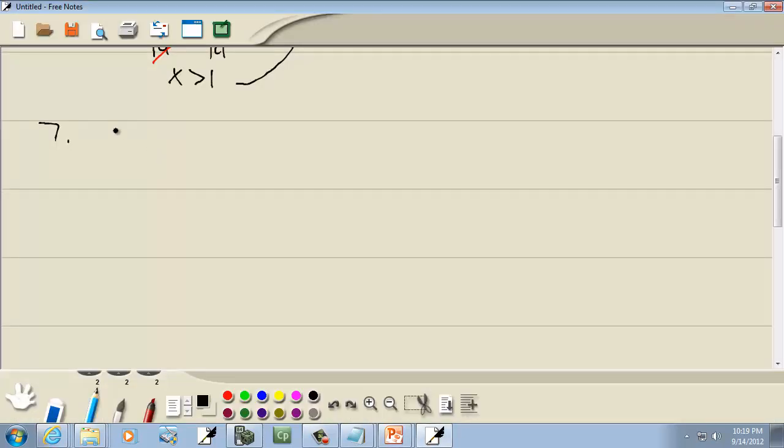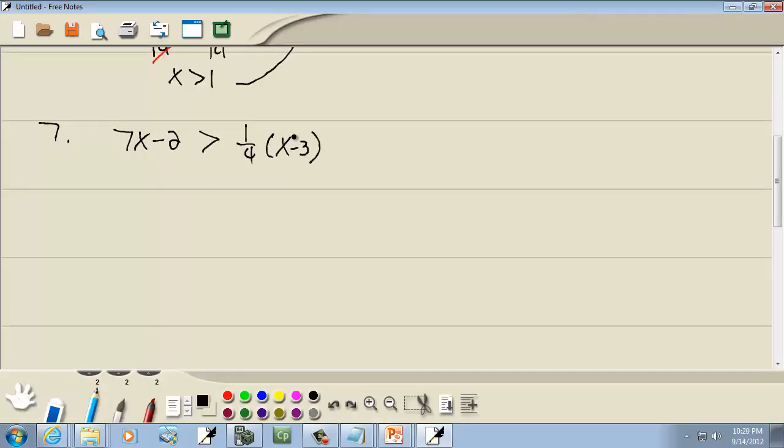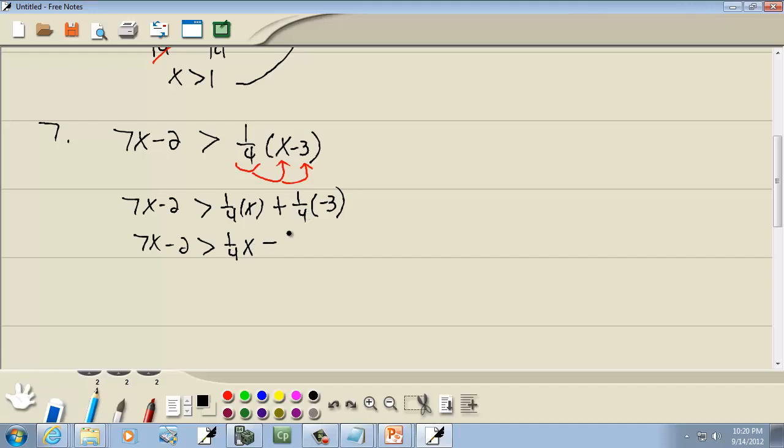Let's look at our next one. 7x minus 2 is greater than 1/4 times x minus 3. Okay, first step, get rid of parentheses. We got a 1/4 in front of this parentheses, so we're going to take that 1/4 and multiply it times the x and times the negative 3 using the distributive property. Well, 1/4 times x and 1/4 times negative 3. So we get 7x minus 2 is greater than 1/4 x minus 3/4.